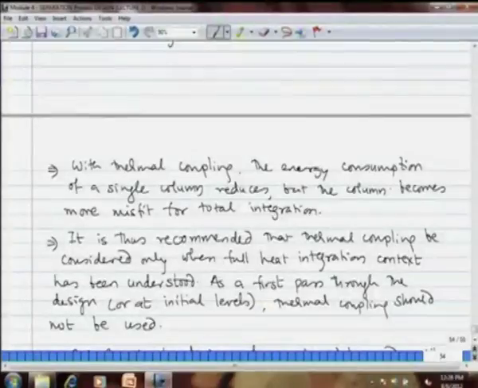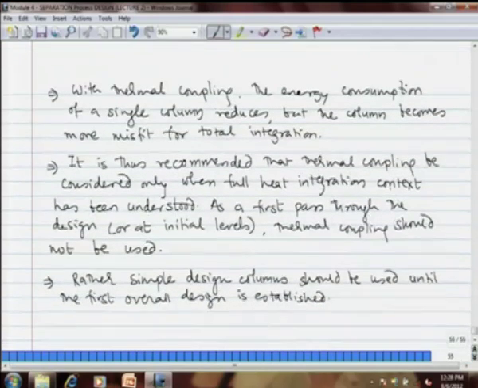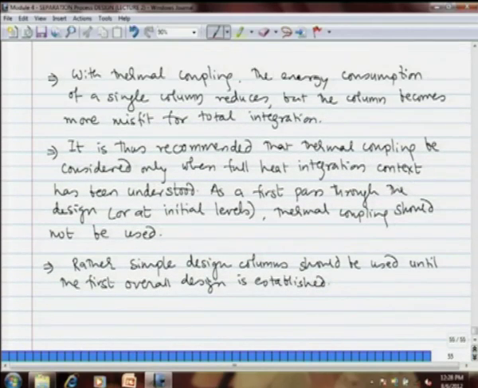So, let us say you have another process stream with sufficient surplus heat, which is at a slightly higher temperature. Let us say you want to reduce the pressure of your column, so that your reboiler can be coupled with that stream. No, that freedom is gone when you have a thermally coupled column. Therefore, it is often recommended that thermal coupling be considered only when the full heat integration context has been understood. So, consider thermal coupling only when you have the complete data, when you have complete heat integration.